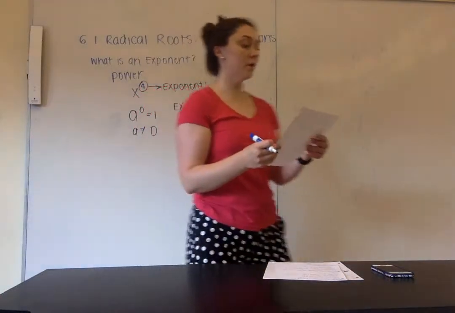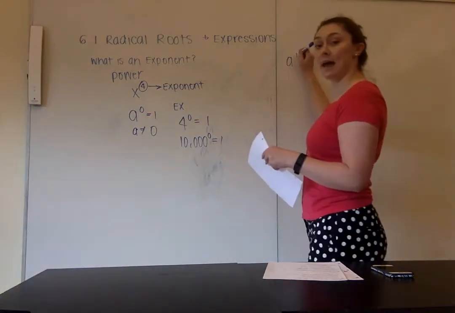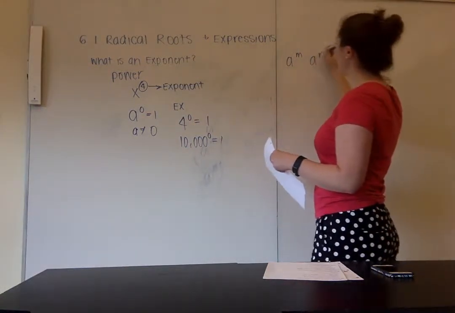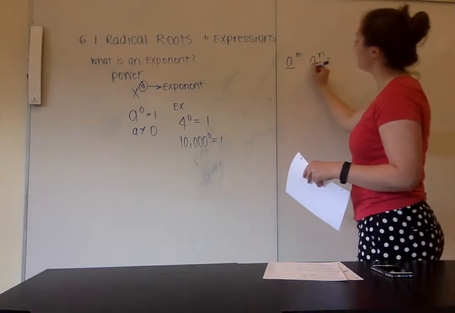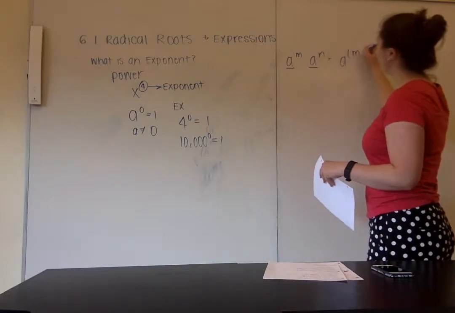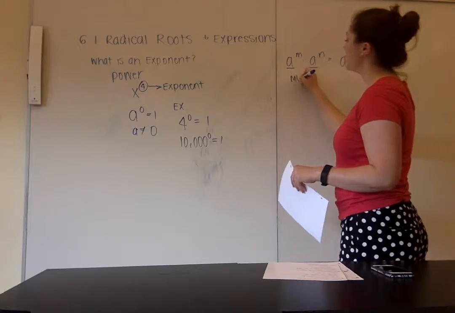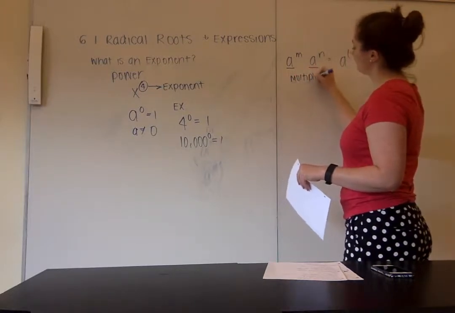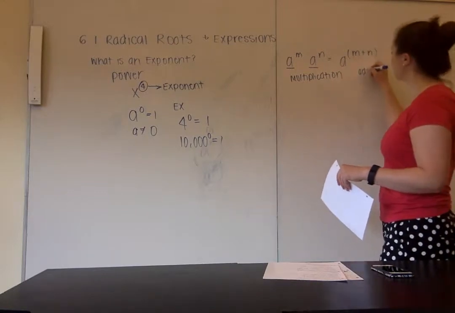One more rule we're going to talk about is when you have a to the m times a to the n. Here, you notice we have the same base of a. So we can put this as a and then add the exponents. So here you have multiplication, and here we have addition.